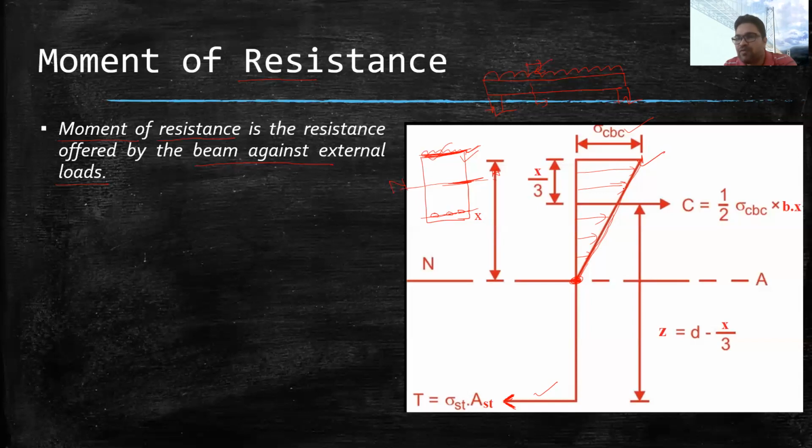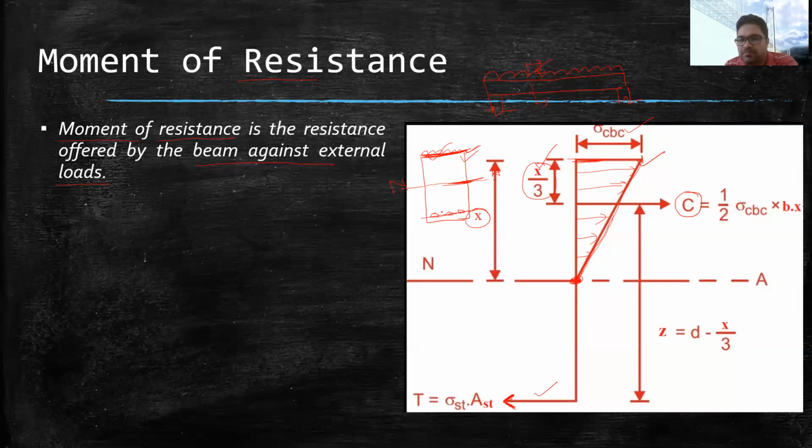If we try to find out where the total stress or total compressive force will be concentrating: as this is a triangle, from this line the CG of the triangle will lie at x by 3 distance, where x is the depth of the neutral axis. You can see here, x is the neutral axis depth. So the compressive force will act at x by 3 distance. That is the C.